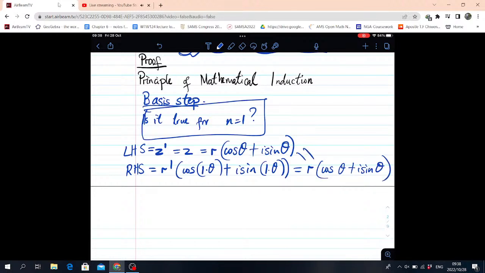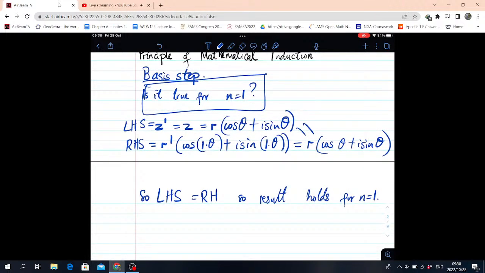So in other words, the left-hand side is equal to the right-hand side, and so our result holds for n is equal to 1. Right, so we know that the statement is indeed true for n is equal to 1.